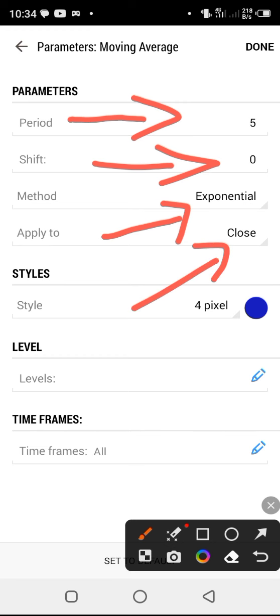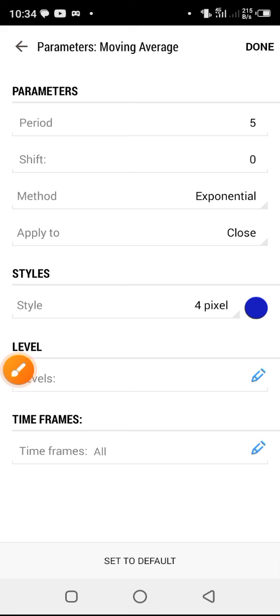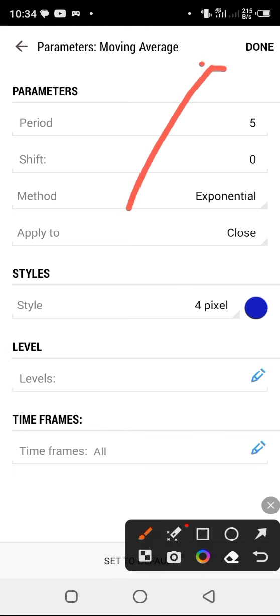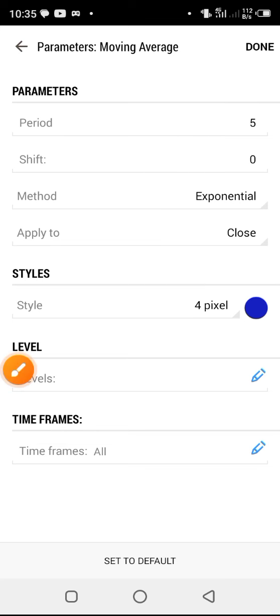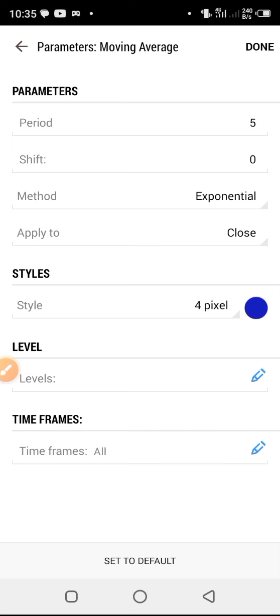Then the style, this depends on you, but you can use my own style. I prefer using blue. So 5 period right here, 5, and also blue. Turn this to 4 pixel so that the line will be more visible. Once you're done with that, you click on done at the top right here. You see that? You click on done, so you'll be done with that particular setting. Let me see if it's there now. Okay, yeah, I have it there.